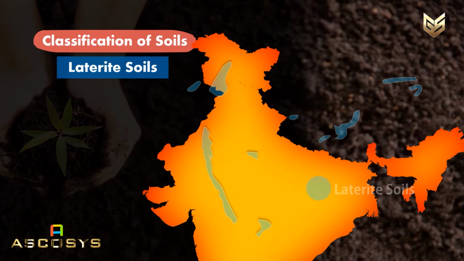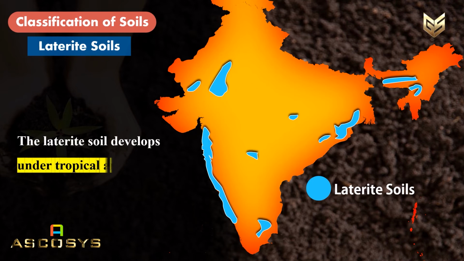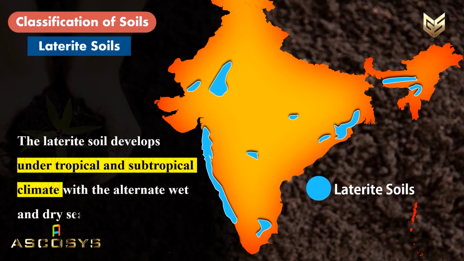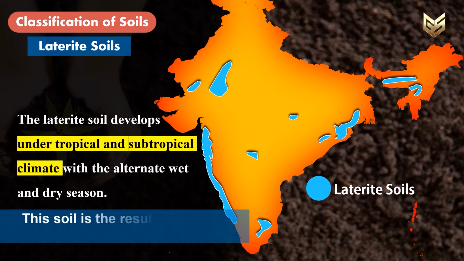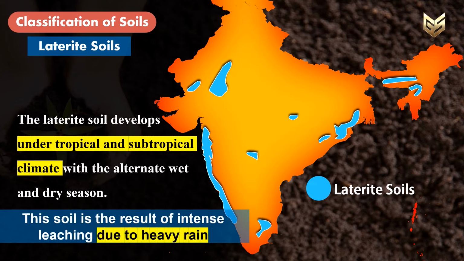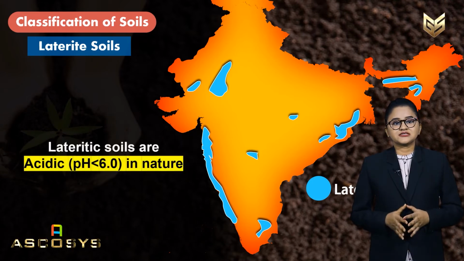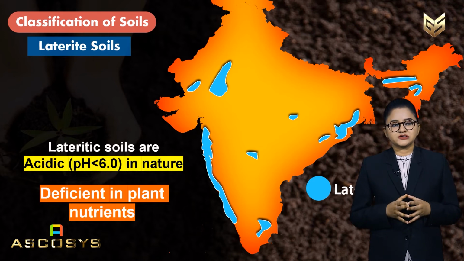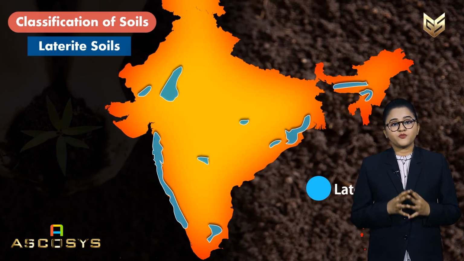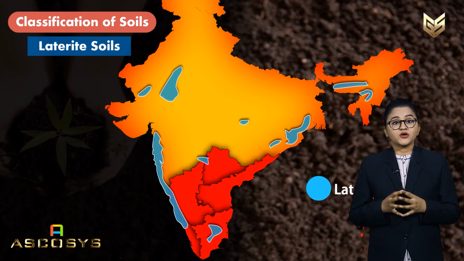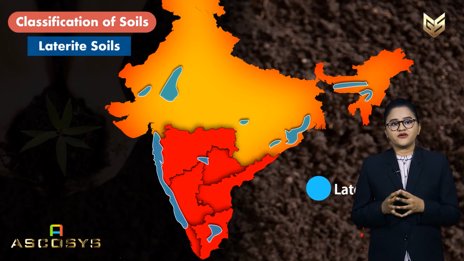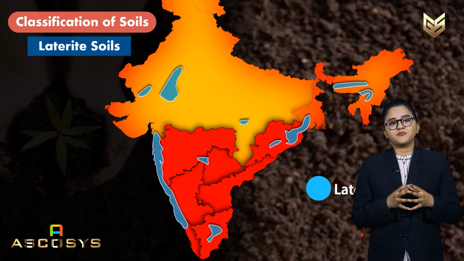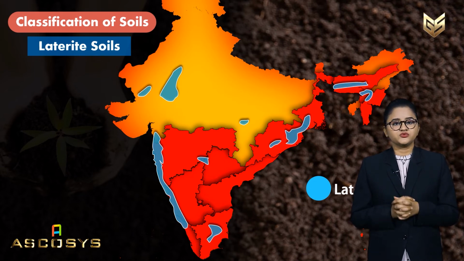Now let's understand what is laterite soil. Laterite soil develops under tropical and subtropical climate with alternate wet and dry seasons. This soil is the result of intense leaching due to heavy rain. Laterite soils are acidic in nature, generally deficient in plant nutrients. This type of soil is mostly found in the southern states, Western Ghats, regions of Maharashtra, Orissa and some parts of West Bengal and northeastern regions.